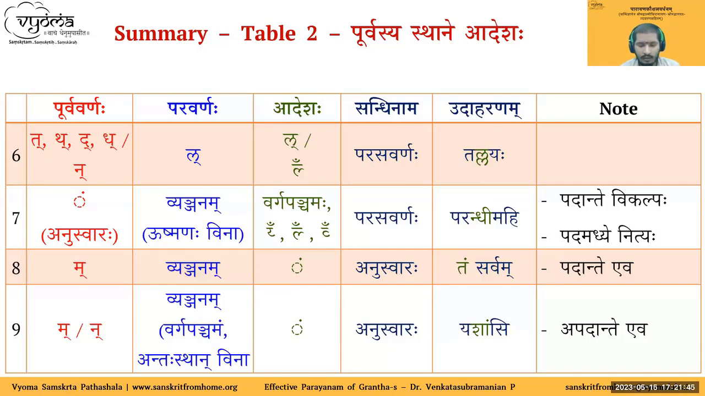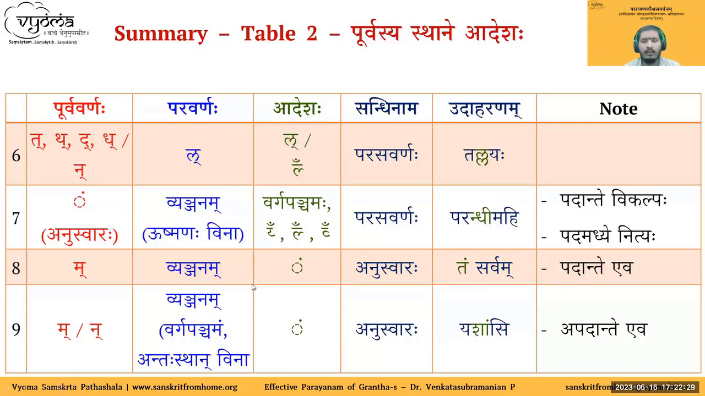In Anuswara again, there were two rules. The first rule tells about the Makara being converted into Anuswara when the Paravarna is Vyanjana. That is, the Makara should be at the end of a pada. Padante eva ayam niyamaha. When the Makara is at the end of a pada, followed by a Vyanjana, then the Makara is replaced by Anuswara. Udaharanam: Tam sarvam. Tam iti Makara bhavati. Makarasya sthane Anuswara Adesha bhavati. Tam sarvam iti rupam siddhyati.